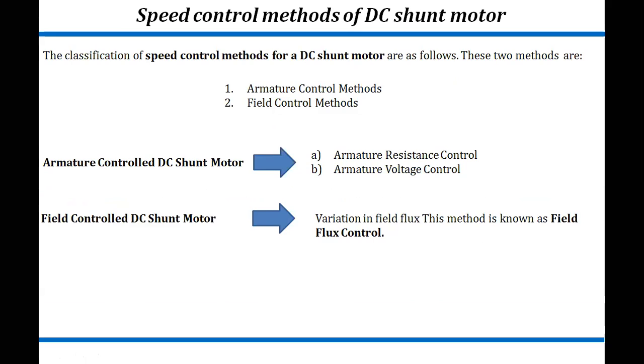So this is the classification of speed control methods for the DC shunt motor. We can control the field parameters, or we can control the armature parameters, because in the field winding we get the field flux, and the value of speed depends on the armature current and the armature resistance. So depending on these two concepts, we get the classification.